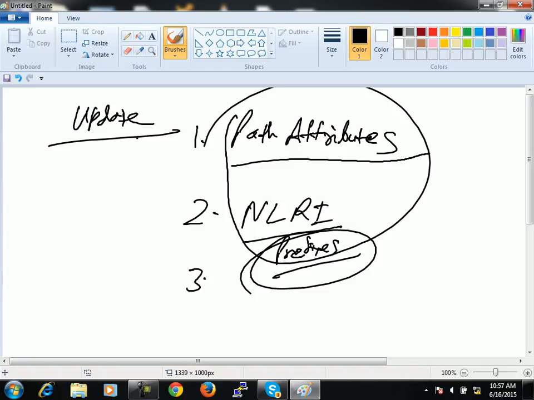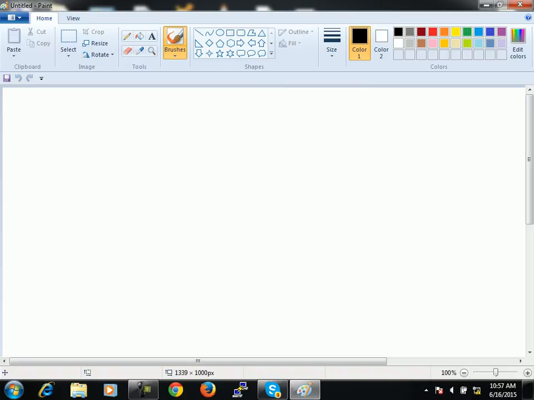NLRI is the prefix, and here the most important thing is that BGP saves network bandwidth while sending update messages to its neighbor. You know how? In OSPF and EIGRP, what was happening? Let's take the example of EIGRP. Let's say this is a prefix. For each individual prefix, they had all those criteria, like minimum bandwidth, cumulative delay, load, reliability, MTU, hop count, everything attached with each and every individual prefix. But in BGP it's not going to happen like that.